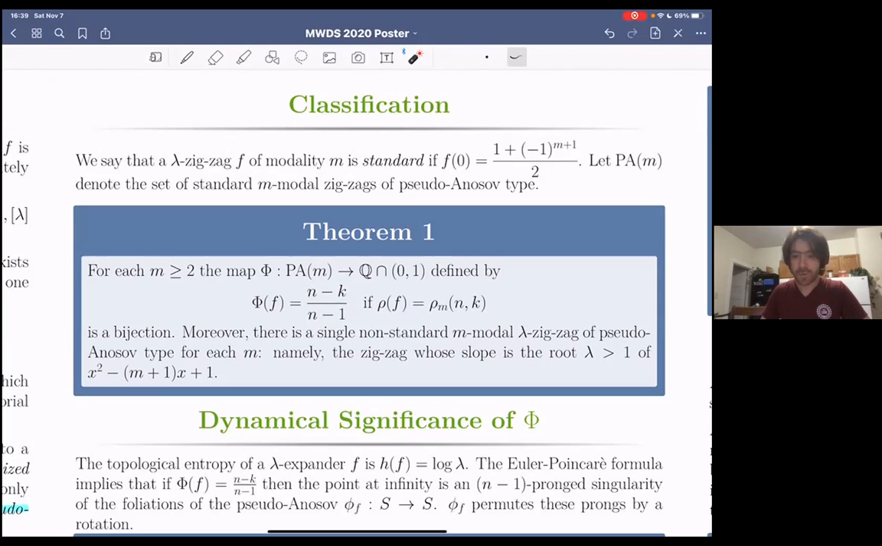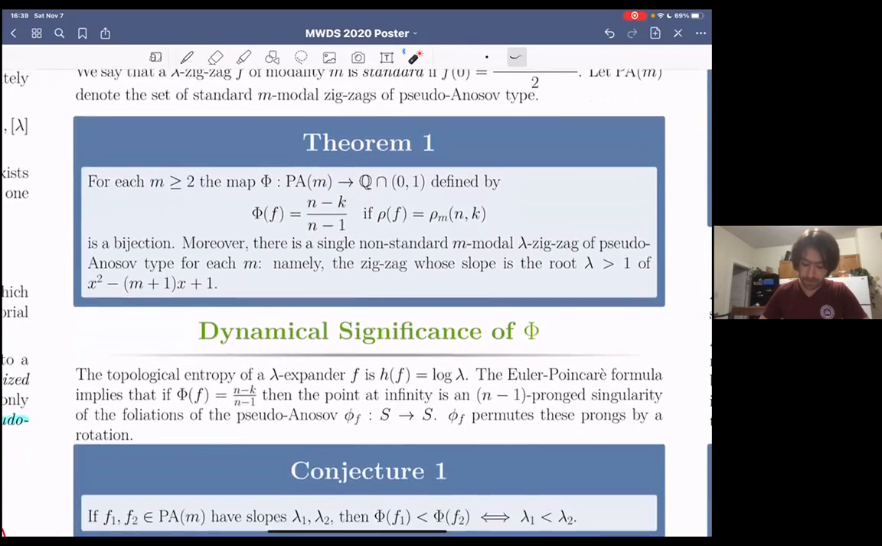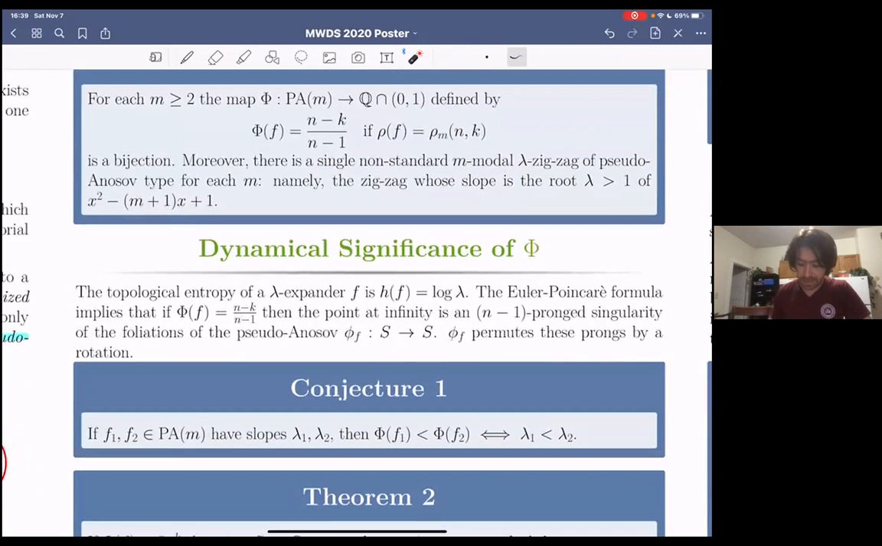We could actually say more though. This isn't just a bijection, it carries dynamical significance. One thing we can say is that the entropy of a lambda zigzag map is log lambda. So this lambda is really carrying the entropy of our map. And we have numerical evidence to suggest that this bijection, big phi, remembers this topological entropy.